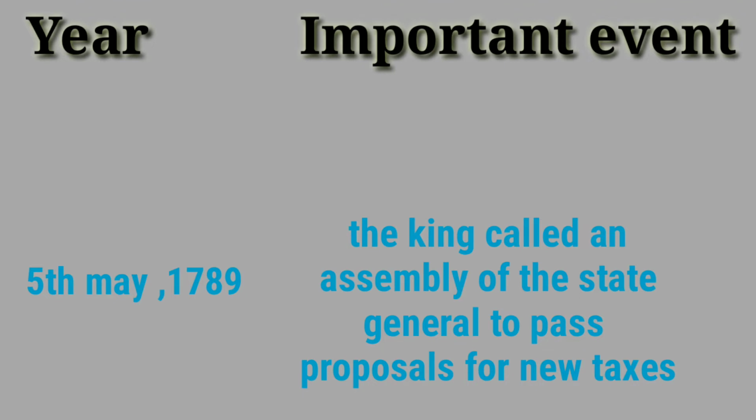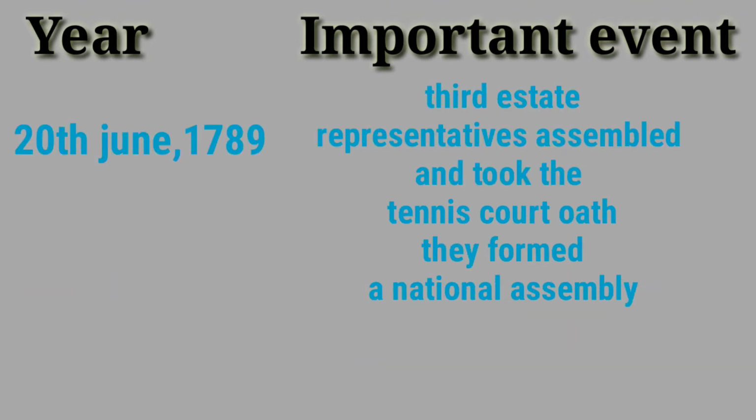Then on 20th June 1789, third estate representatives assembled and took the Tennis Court Oath. They formed a National Assembly. So on 20th June, what happened? The third estate was not happy with the old system of voting. So they proposed a new system, but the king rejected their demand. And then they went out of that palace in protest, and then they assembled and took the Tennis Court Oath, and they formed a National Assembly.